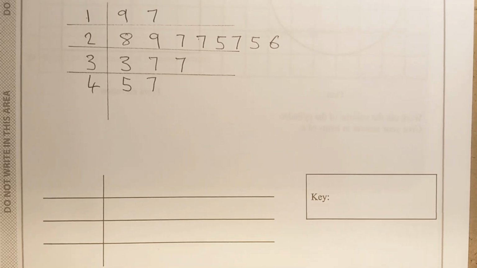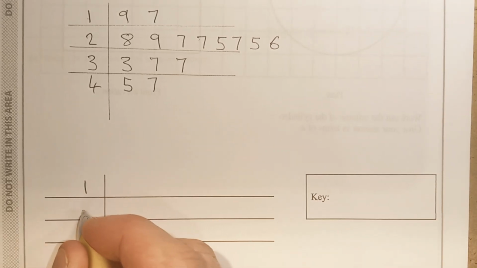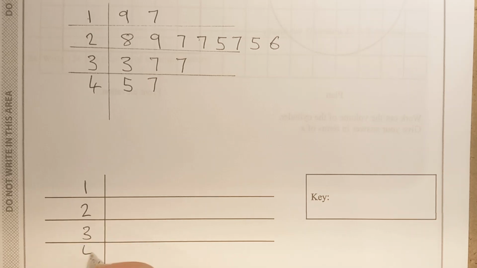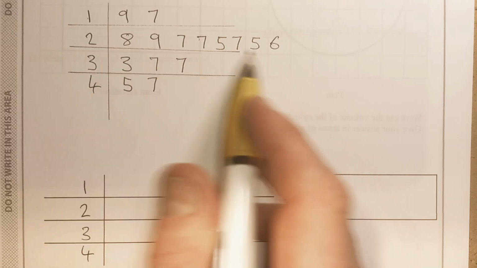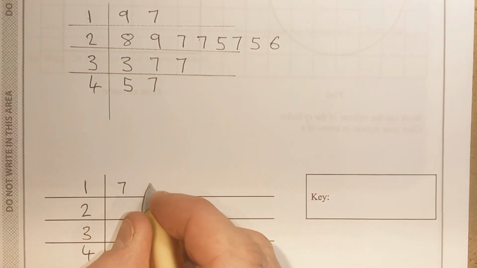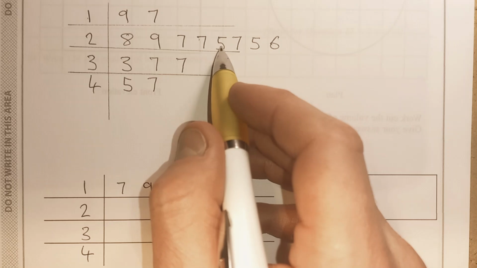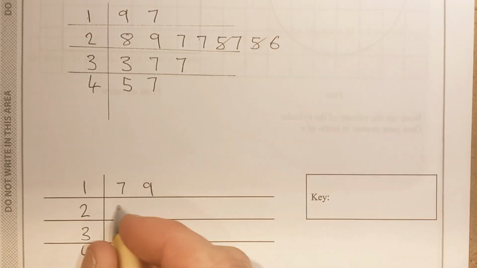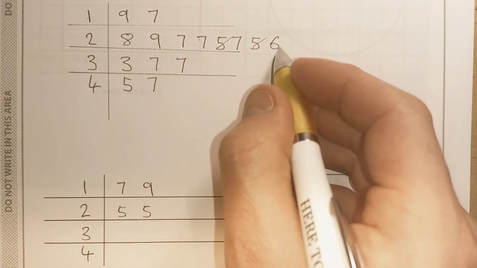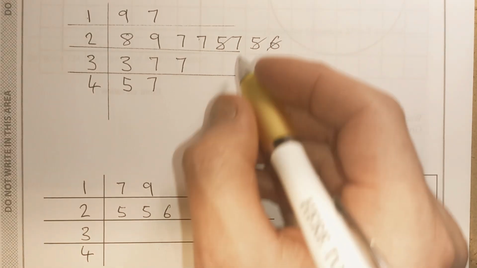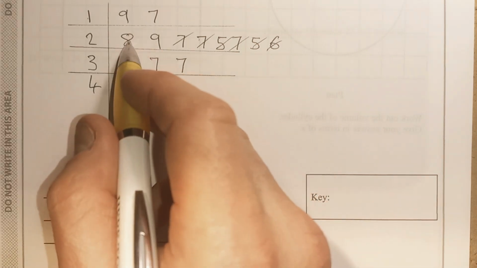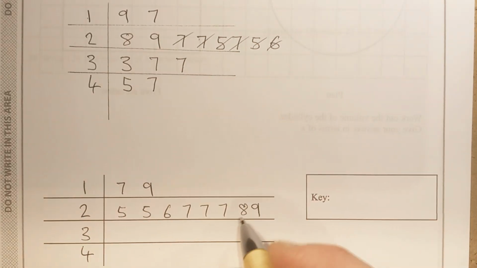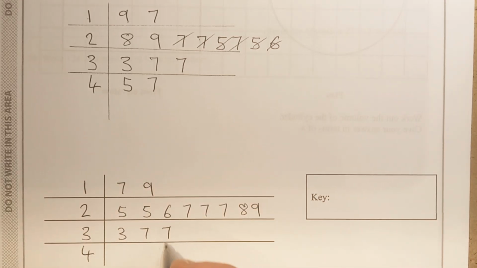We want this to be our sorted one. So we're going to have our 10, 20, 30, 40. Now we just want to sort these into numerical, increasing order. So we'll have 7, then 9. With these, 5 is the smallest number, so we've got 5, 5. Then we've got 6. Then we've got 1, 2, 3 7s. 7, 7, 7. And then 8 and 9. For the 3s, well, these are in increasing order already. 3, 7, 7.